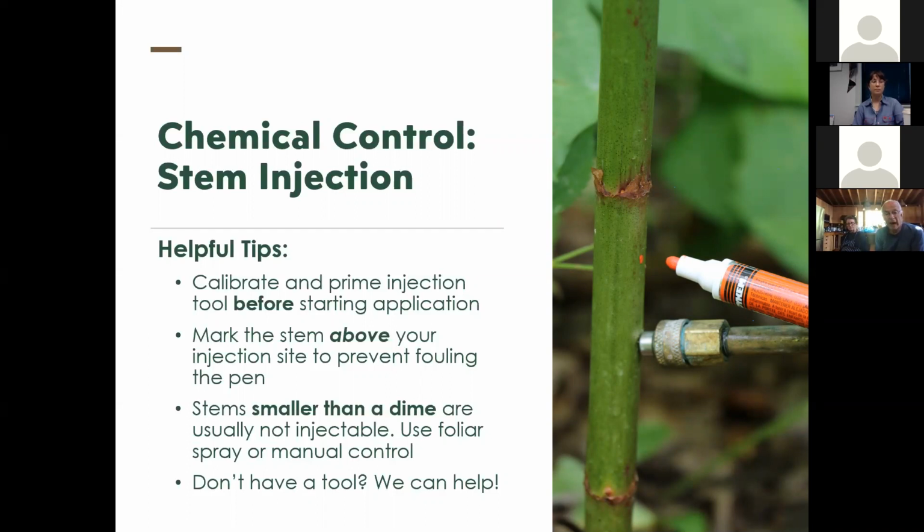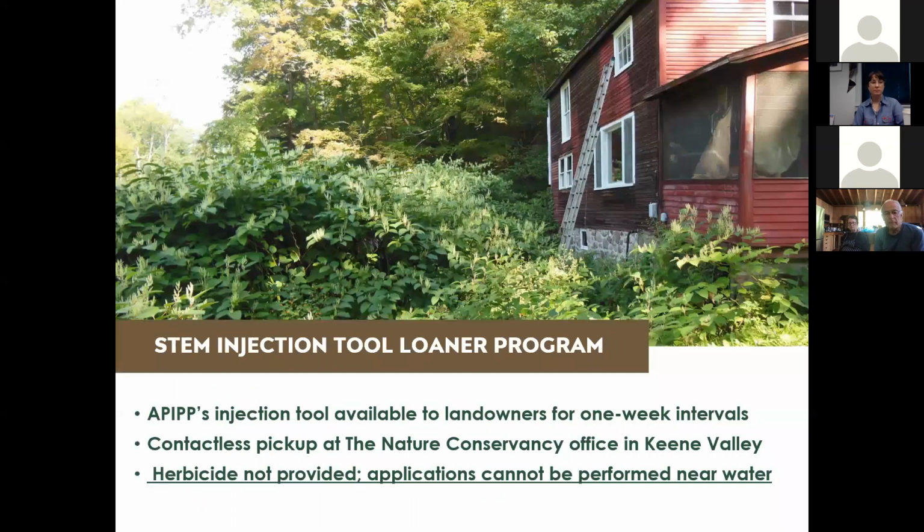So you may be thinking to yourself, wow, this sounds like a great technique. It's very selective. I could use this on my property, but I don't have an injection tool. Well, we have good news for you. We have tools that are available for use by landowners through our stem injection tool loaner program. We provide a tool at no cost to the landowner for 1 week so that they can selectively treat knotweed on their own properties.